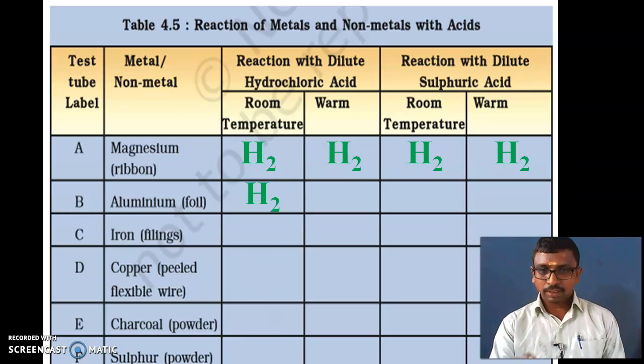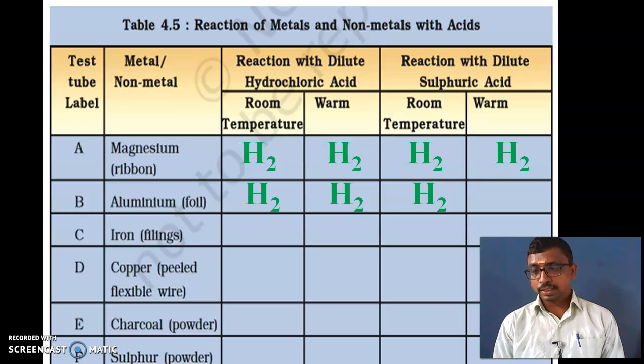At room temperature also hydrogen gas is liberated, and when we heat it, the hydrogen gas is liberated faster. And with the help of sulfuric acid it forms aluminium sulfate and hydrogen gas is liberated. At room temperature hydrogen gas is liberated, and when warmed, the liberation will be faster.